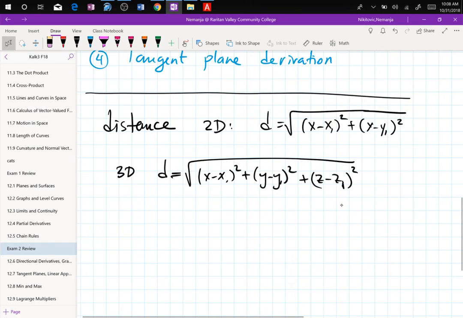Anything else? So for Lagrange multipliers, this would be your f. And then g is given with whatever shape you are getting close to. Anything else?